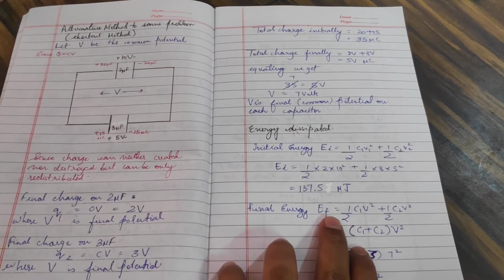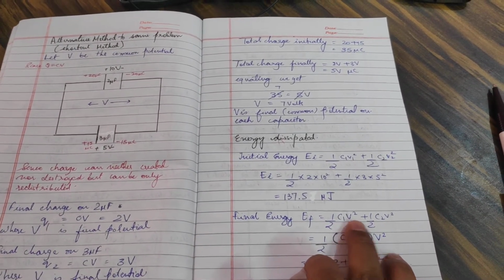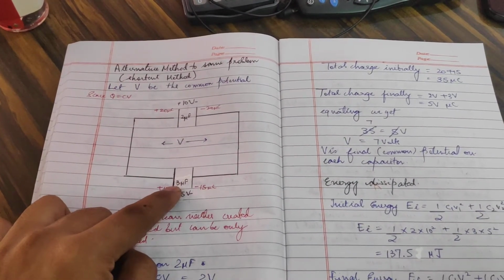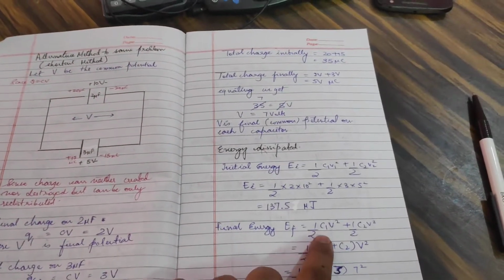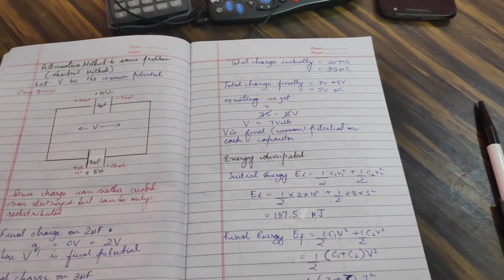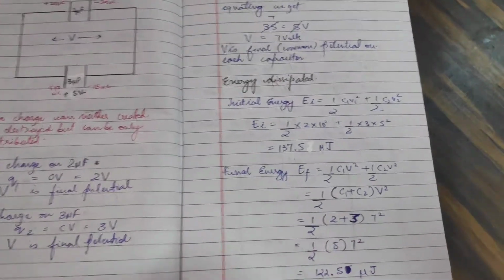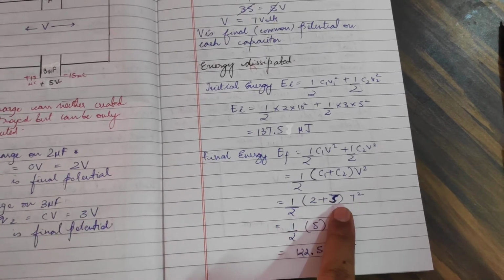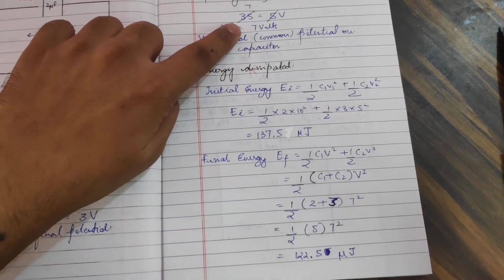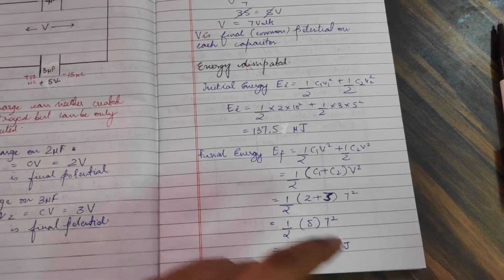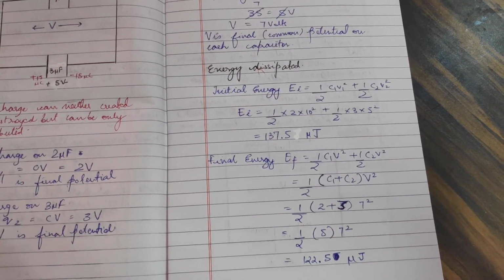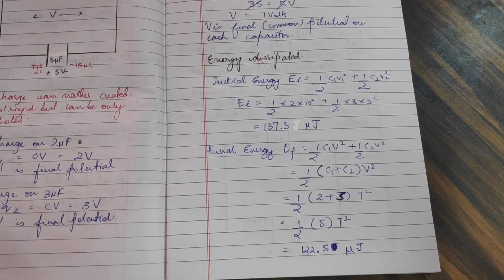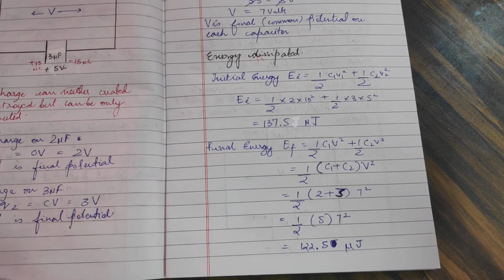Final energy. See, the potential is the same, so in both cases I have written the potential as V. The capacitance is 3 microfarad and 2 microfarad. So I have written half C1 V square plus half C2 V square. C1 plus C2 I have taken common, V square goes out. So half of 2 plus 3, and V is 7. So 2 plus 3, that is 5, multiplied by 7 square, that gives the value 122.5 microjoules.